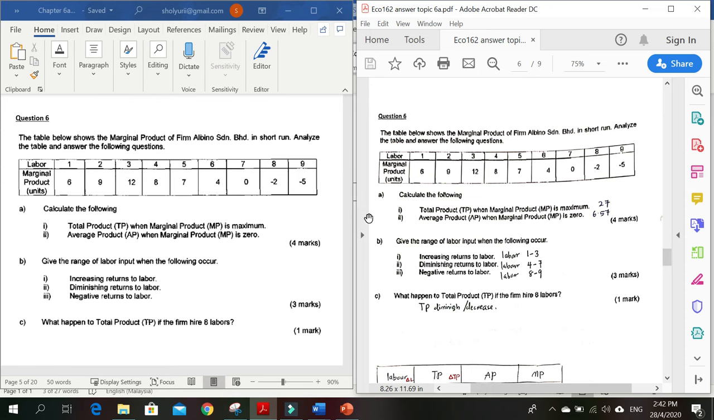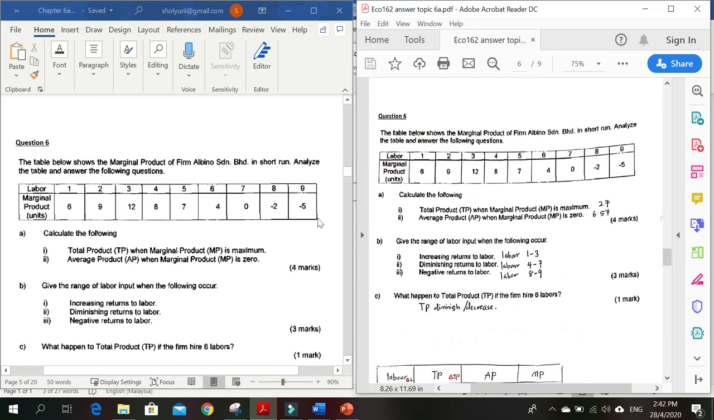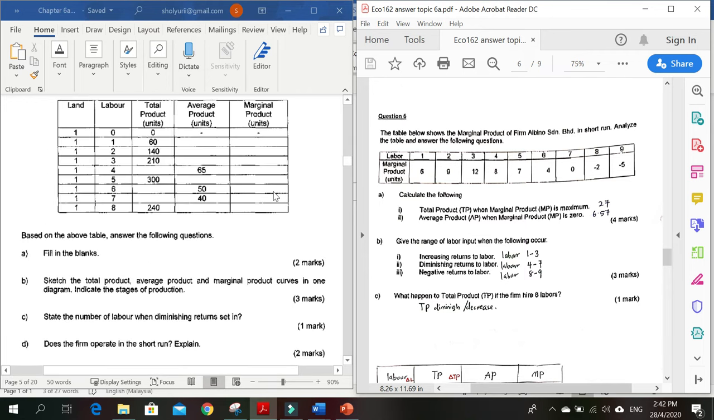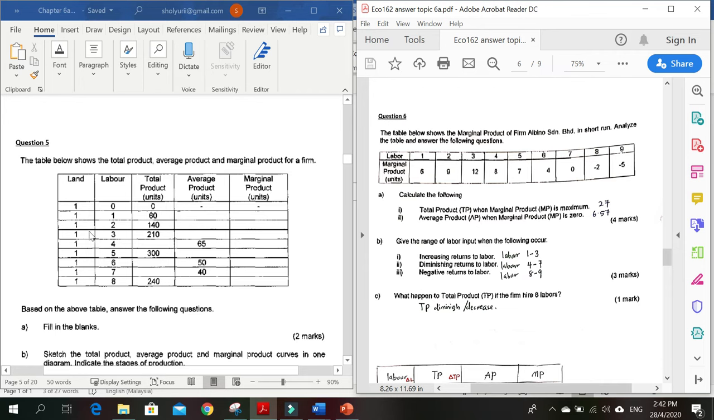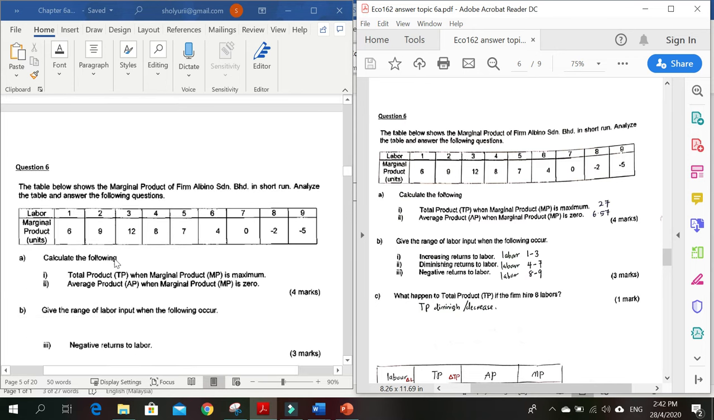So tak ada isu. Tapi problem with the student here, so dia kata, madam, the information given is not enough. They only give one input, which is labor. Labor je, madam. So mana fixed input? The thing is, do we need fixed input? Sebelum ni, kalau ada fixed input pun, do we use this in our calculation? Tak ada kan? We only use variable input in our calculation. So, if we don't have fixed input, we can still answer the question.